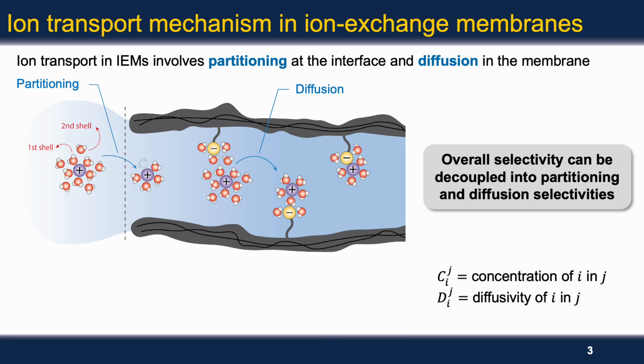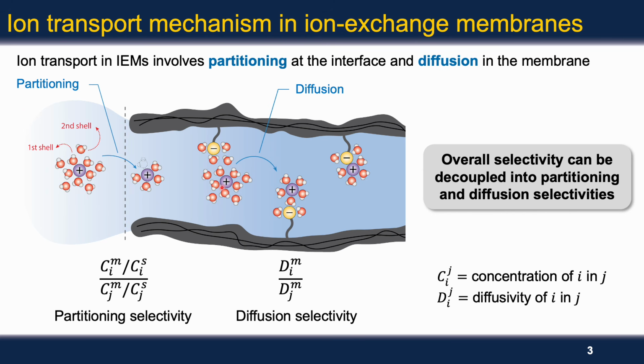To make better ion selective membranes, we need an improved fundamental understanding of how the structure of the polymer impacts the transport properties of the membrane. For this, we always start with the fundamental mechanism for ion transport in these materials, which involves partitioning at the membrane solution interface and subsequent diffusion across the membrane down an electrochemical potential gradient. The overall selectivity of ion exchange membranes can therefore be decoupled into a partitioning selectivity and a diffusion selectivity.